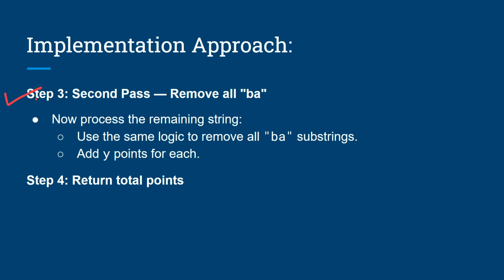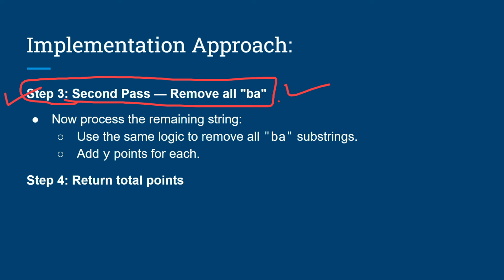In the second pass, we'll remove what? All the BA. So in the second pass we remove similarly. Update the remaining string and use the same logic. Remove all the BA substrings, apply y points on each, and finally we return the total. I hope you understand. This is not tricky, but I thought to explain it in this way so you can understand.